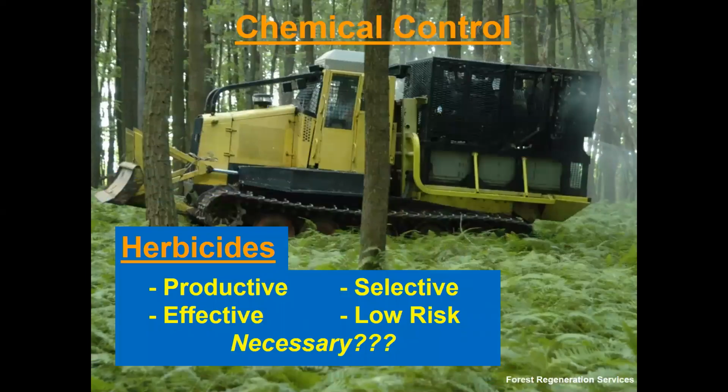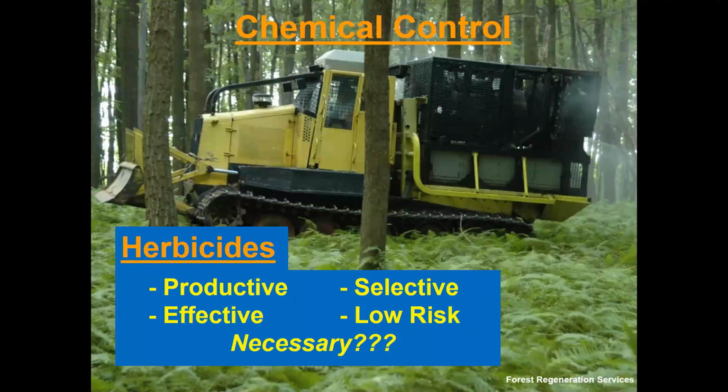So lastly, on that integrated vegetation approach, we land at the top of the pyramid, and that's with the chemical control. In this case, we're talking about herbicides. And I say that herbicides are productive, effective, selective, low risk, and then I put necessary. And we'll hit upon each one of these, but necessary meaning when we look at all of these other control measures, we oftentimes land here as the necessary approach because it's productive with limited budgets and limited manpower. This is really going to be our most productive approach.